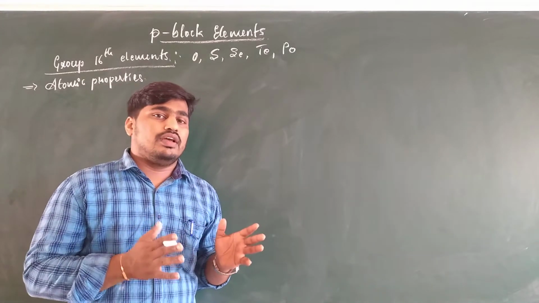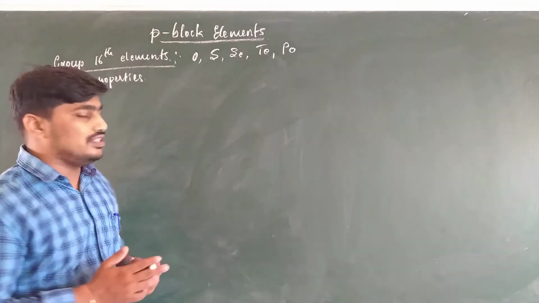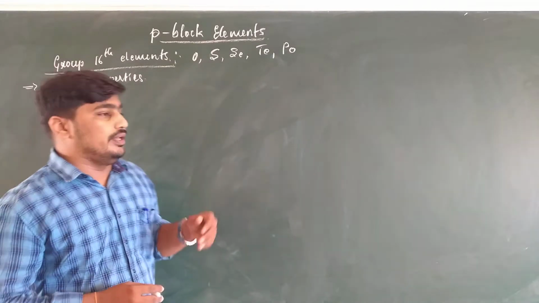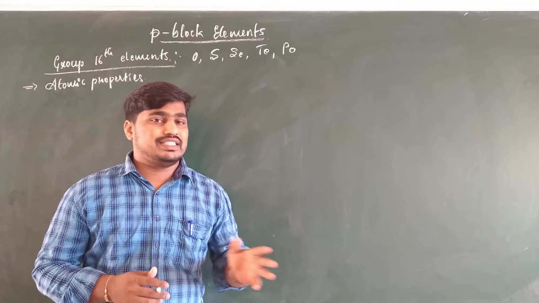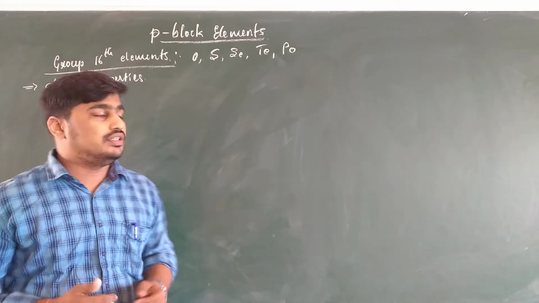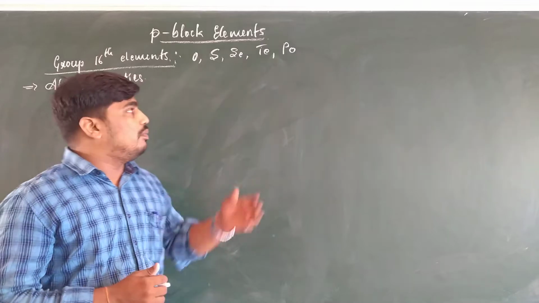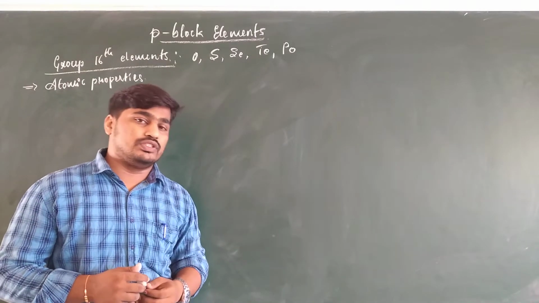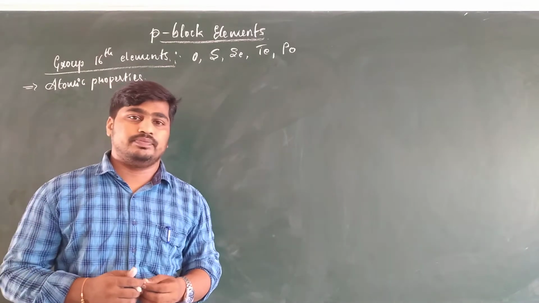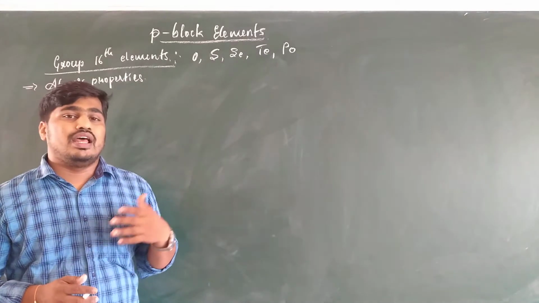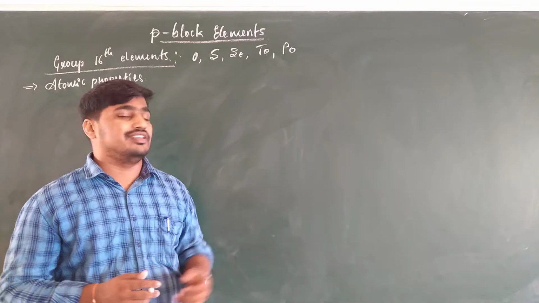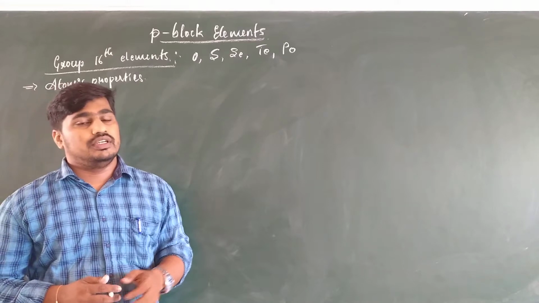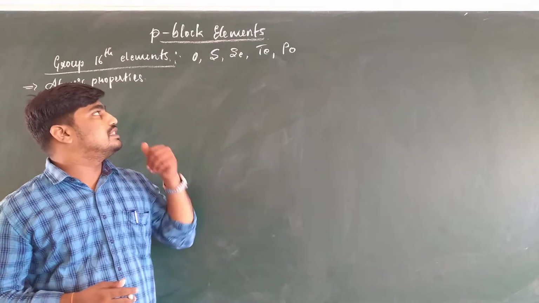In the first part of the group 16 elements, we have discussed the atomic property and also the occurrence of these elements. Oxygen is the most abundant element in the atmosphere compared to all the other elements. Sulfur is present in a very small quantity, around 0.03% to 0.1%. And the others show a little bit of radioactive property. Polonium is a radioactive element.